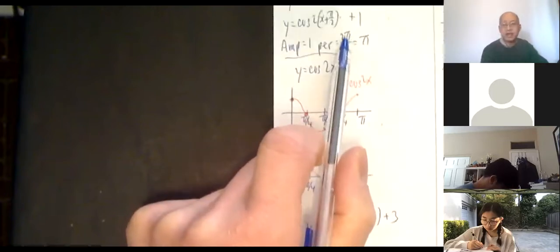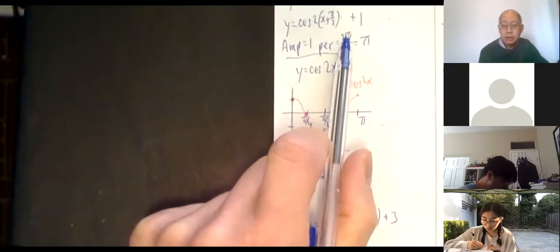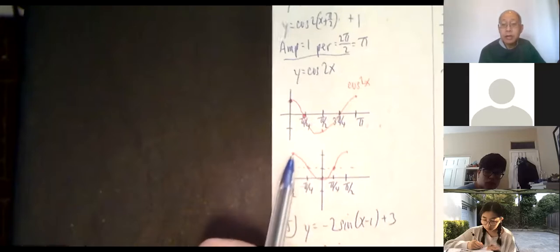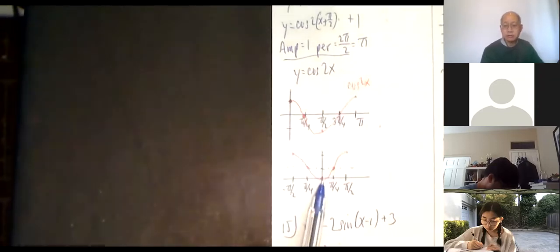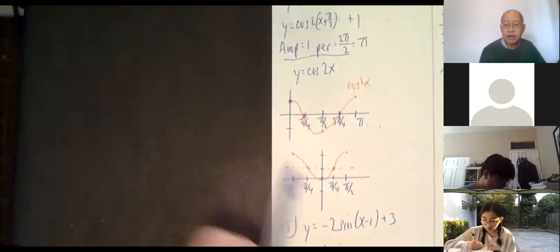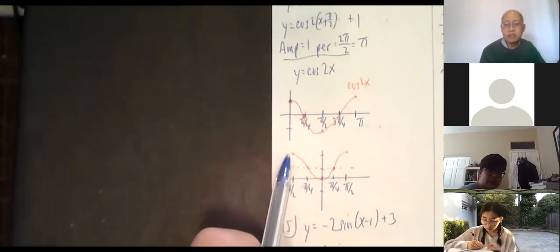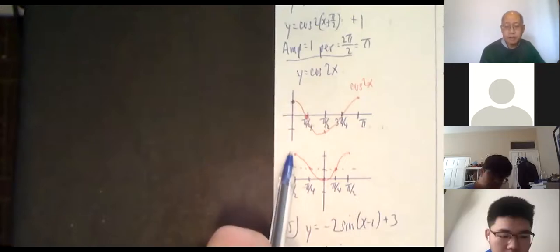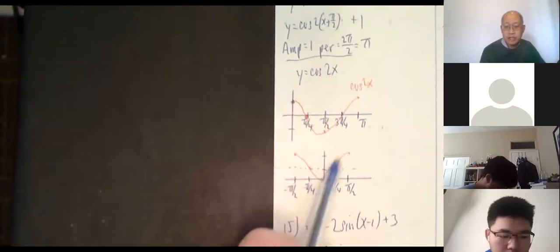And then the whole graph gets shifted up 1. So the way to think of it is, well, the maximum used to be 1. If I add 1, now the maximum is going to be 2. The minimum used to be negative 1. The plus 1 means it's now going to be 0. Okay. So my highest point is negative pi over 2, comma 2. Okay. So I take that point, move it to the left, pi over 2, and up 1. There it is. And I have the same basic shape.